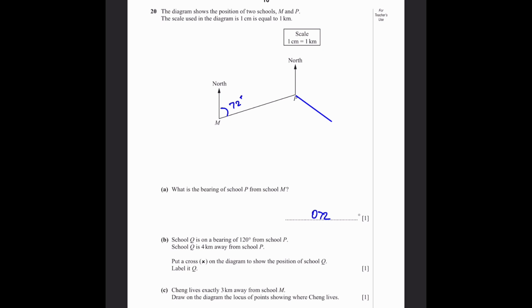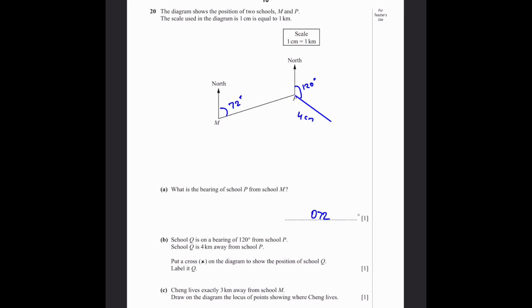So this angle right here is 120 degrees. If we have 4 kilometers, we need 4 centimeters away. And let's just assume that there's 4 centimeters, and that means this point is Q. So remember, we have to put a cross and label it Q, which you've already done, and that's the answer. C part.